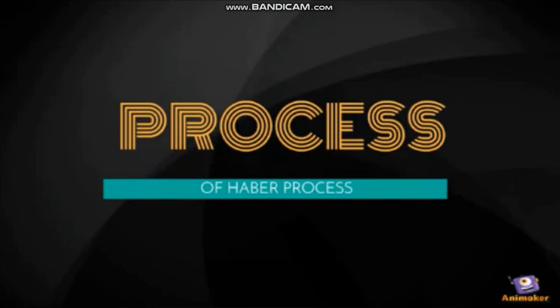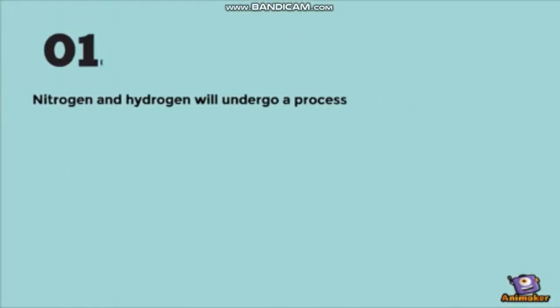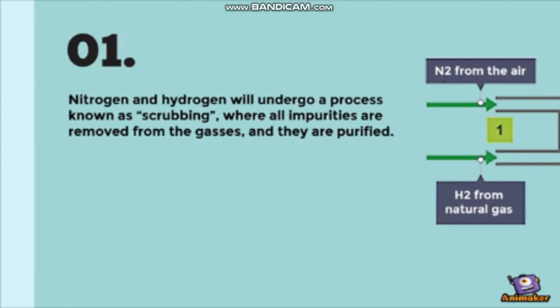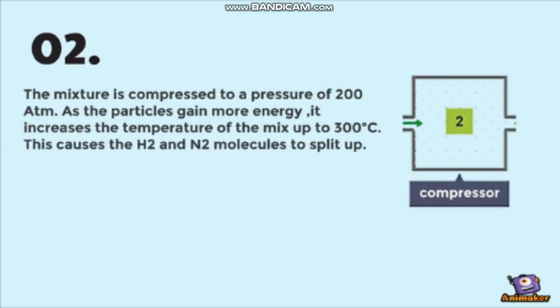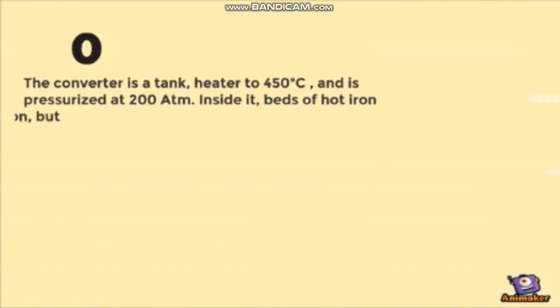Process of Haber process. So this is a brief diagram of how Haber process is done. Firstly, nitrogen and hydrogen will undergo a process known as scrubbing, where all impurities are removed from the gases and they are purified. Number 2, the mixture is compressed to a pressure of 200 atm. As the particles gain more energy, it increases the temperature of the mix up to 300 degrees Celsius.